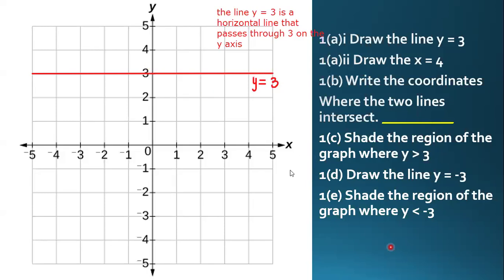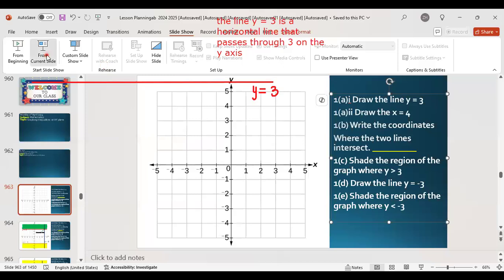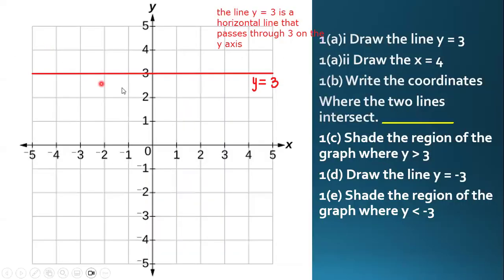Excuse me, Mr. Pradeep. So if it was to say y equals 2, would it be passing through the 2, or is it only y equals 3? Very good. That's a good question. If it was y is equal to 2, it would have been a horizontal line passing through what?